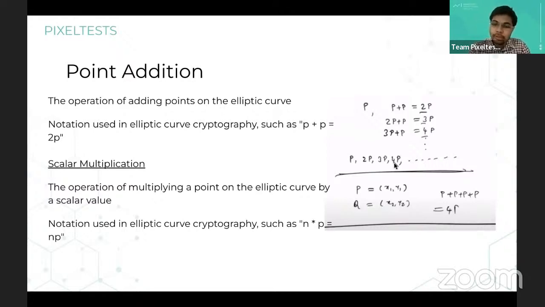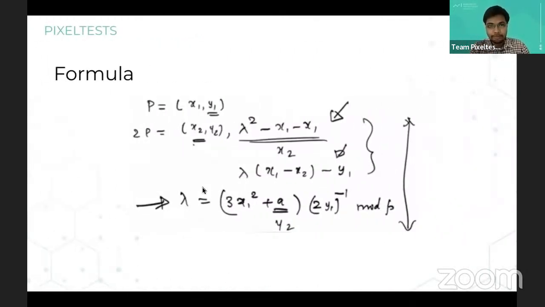And there is another way, called scalar multiplication. If you multiply any point with a specific number, that is called a scalar value. When you multiply a scalar value with a point, it is called scalar multiplication. You'll understand these in a better fashion here. I do not want to manually do P plus P plus P and so on, and you want to identify the other points based upon a formula.